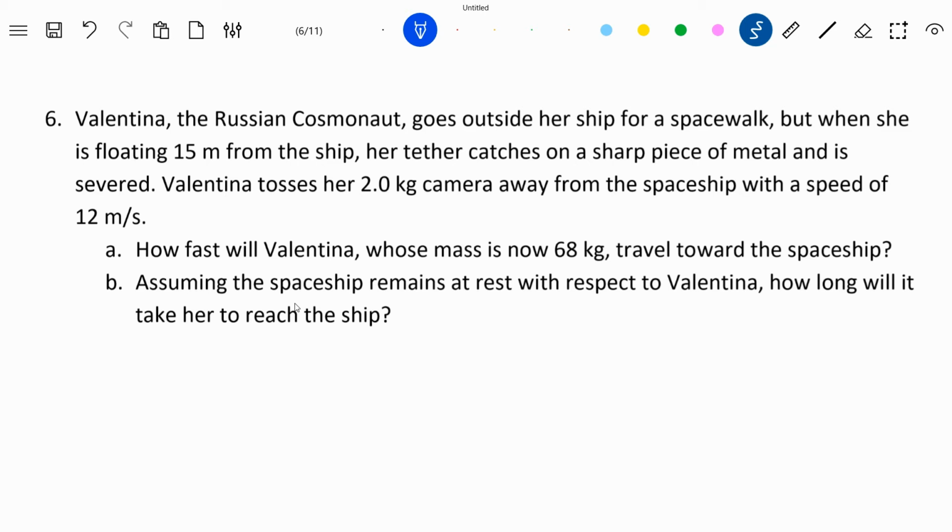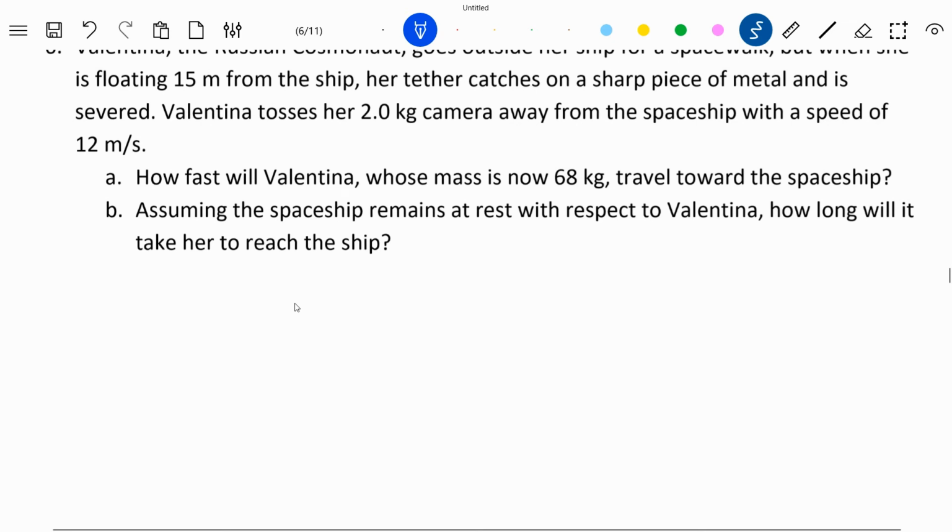So Valentina tosses her 2-kilogram camera. No, not the camera. Surely she had something else she could have thrown. Away from the spaceship with the speed of that. How fast will Valentina, whose mass is that, travel towards the spaceship? And then part B, assuming everything's at rest in that frame of reference, how long will it take to reach the ship?